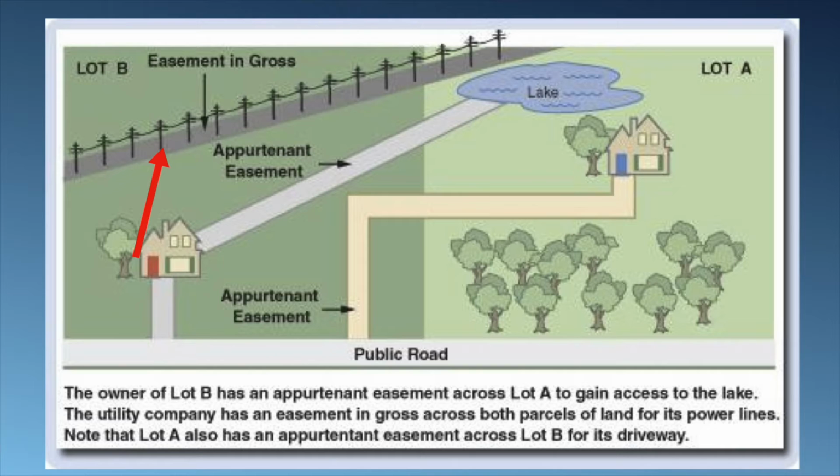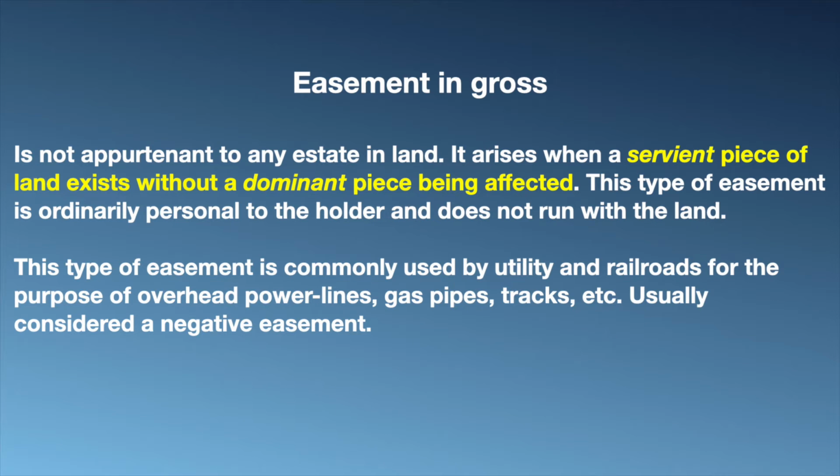Now, the next one we're going to get into is an easement in gross. Okay, and we can see it on the top there. Let's go over what an easement in gross is. An easement in gross is not appurtenant to any estate in land. It arises when a servient piece of land exists without a dominant piece being affected. This type of easement is ordinarily personal to the holder and does not run with the land.